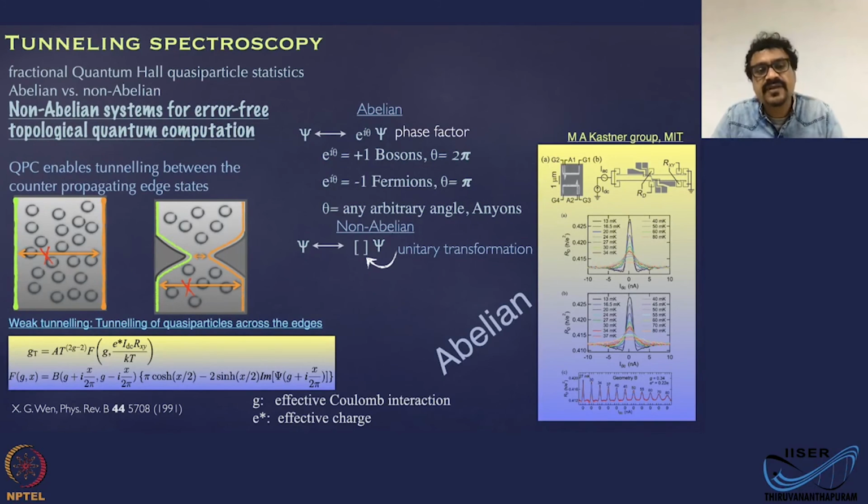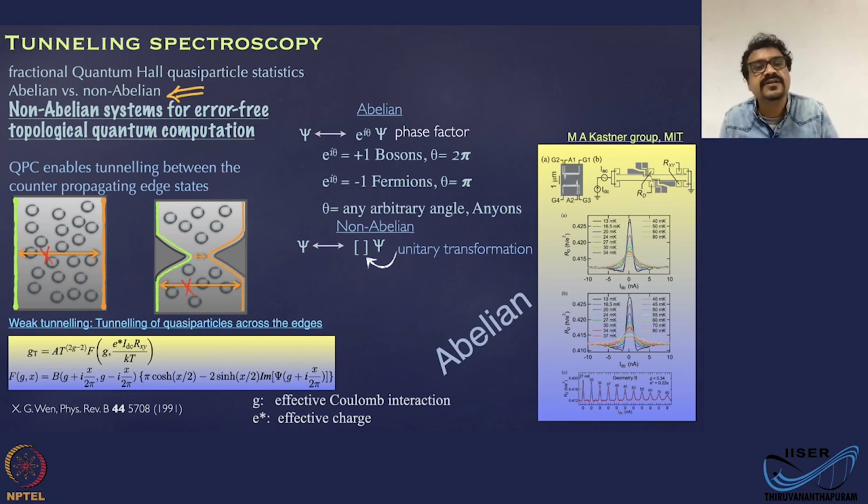Now, this is an example where you can probe a lot of fundamental physics by tunneling experiments conducted using QPCs. This is a landmark experiment where you are probing the statistics or the physics of quasi-particles of fractional quantum Hall states. So fractional quantum Hall quasi-particles can have abelian or non-abelian statistics, and this is an active area of research and still not completely settled.